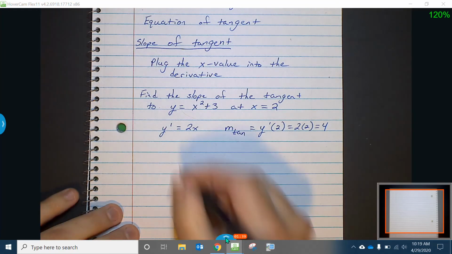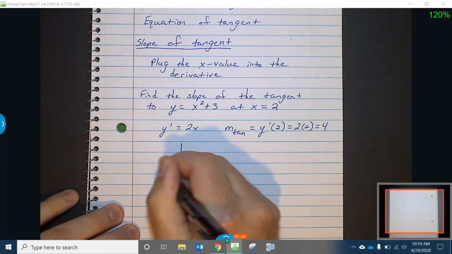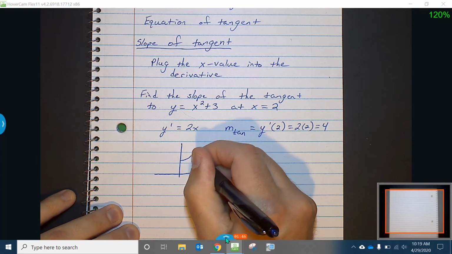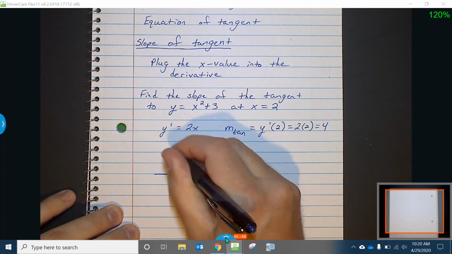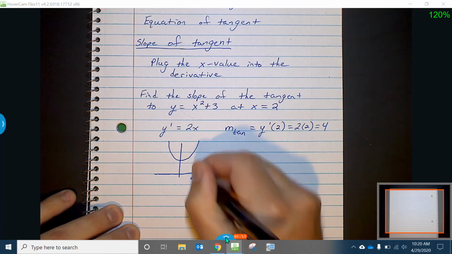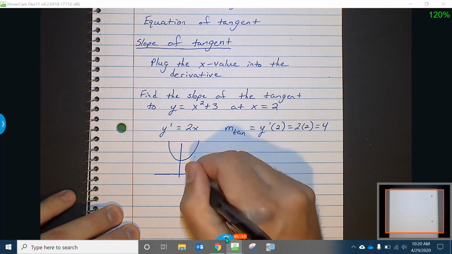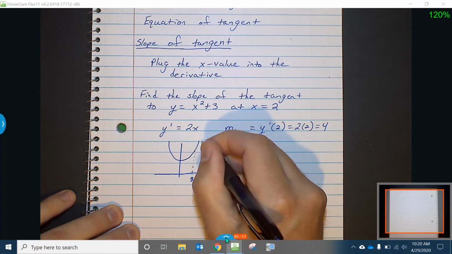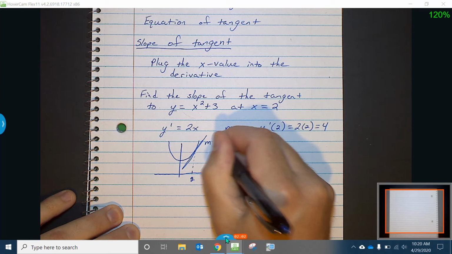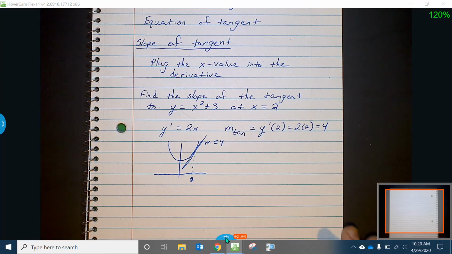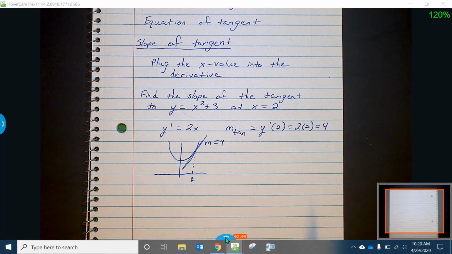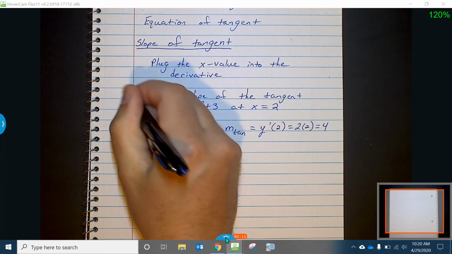Okay, you don't need to add this part, I'm just trying to help you understand what's going on. If I have x squared plus 3, which looks something like this, at x equals 2, let's say it's right here, so this is not drawn to scale. So at x equals 2, what you would have is this tangent line here, and the slope of that tangent line would equal 4. That's what you're finding here. So if they ask you for the slope of the tangent, take the derivative, plug in the value, you're done. Okay, so that's the first one.